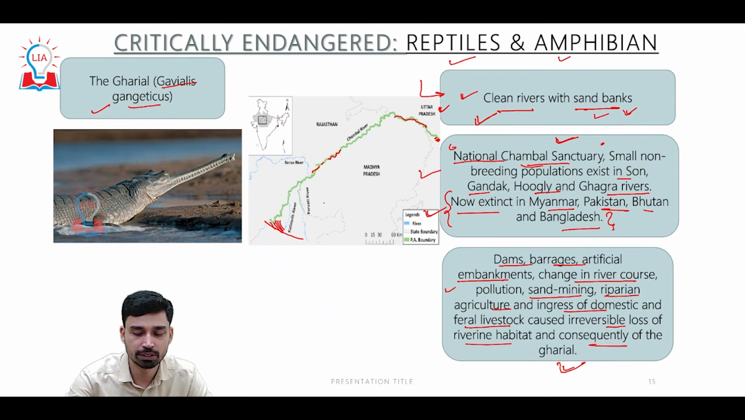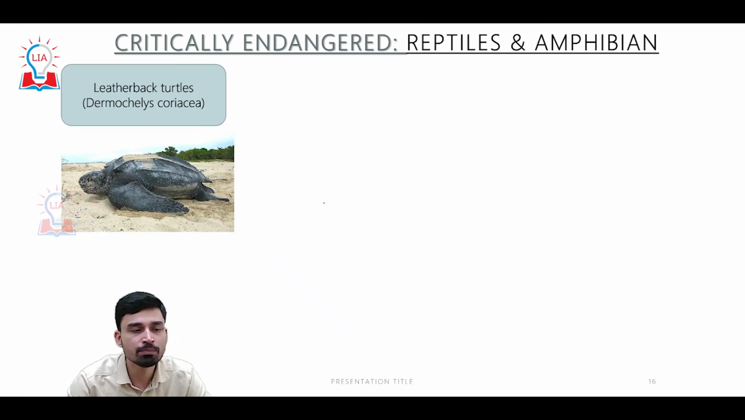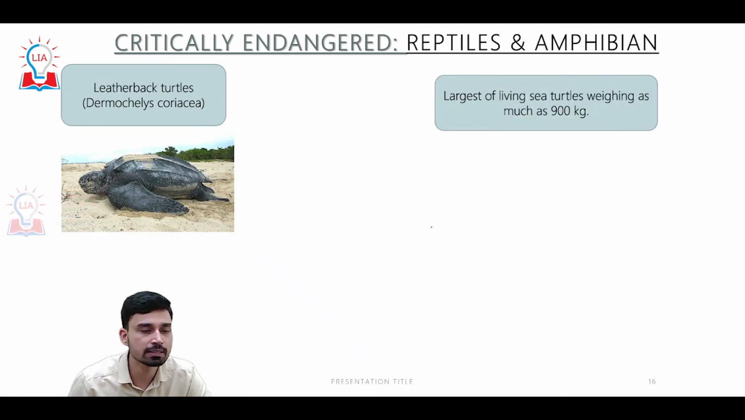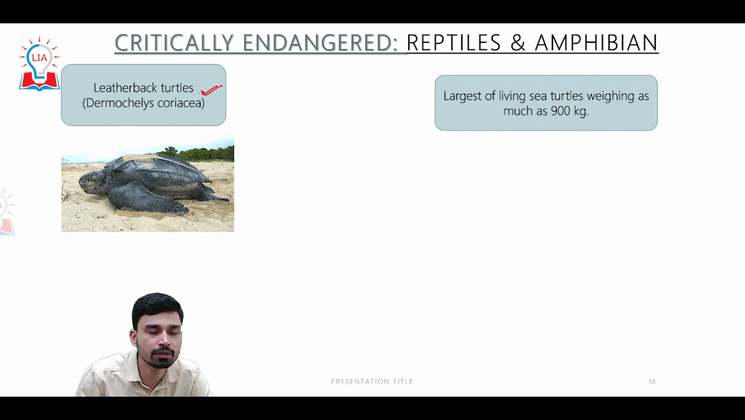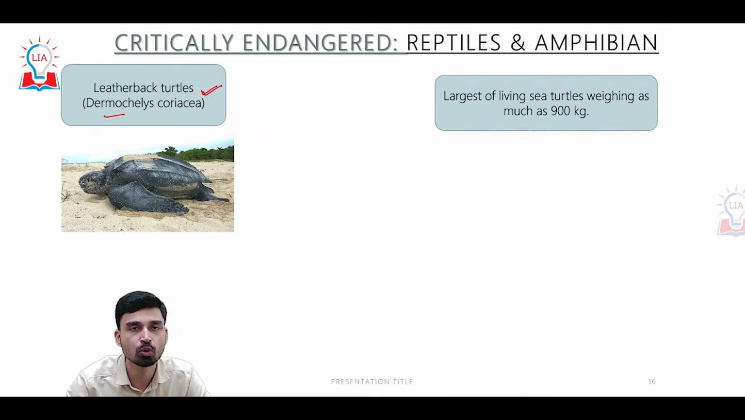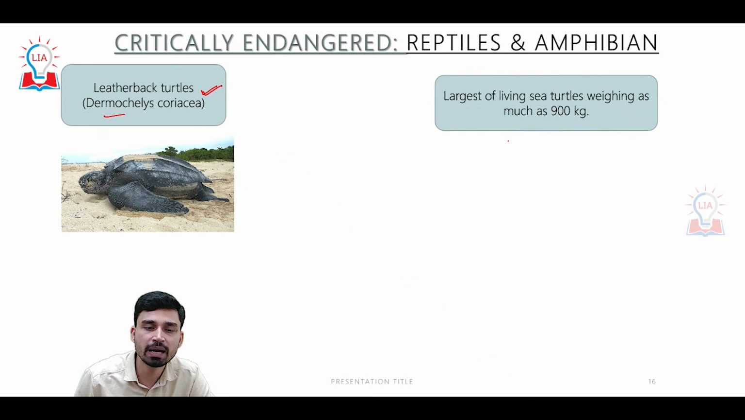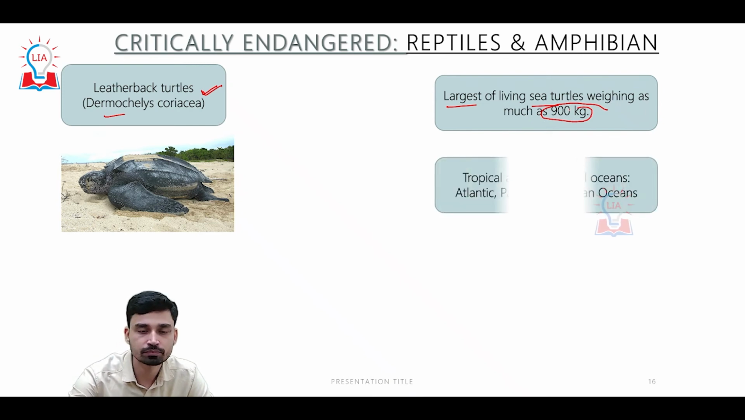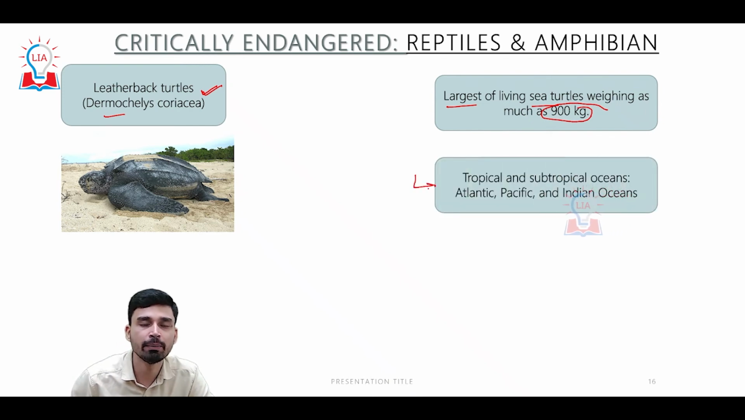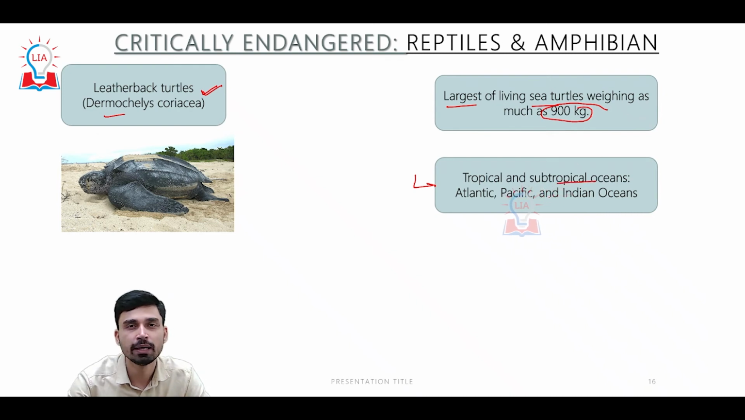The next important critically endangered reptile is the leatherback turtle, also called Dermochelys coriacea. Leatherback turtles are believed to be the largest of living sea turtles and weigh as much as 900 kilograms. The major habitat zones where these turtles are found are tropical and subtropical oceans. That means they cannot survive in polar water, where the temperature is very, very low.